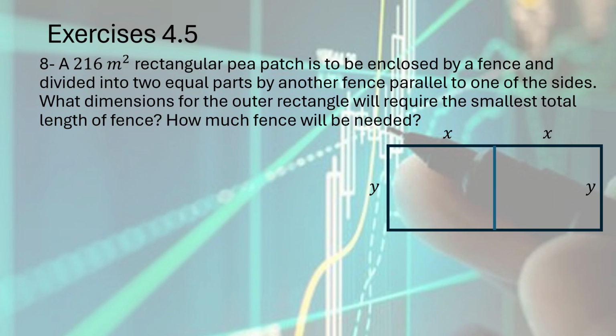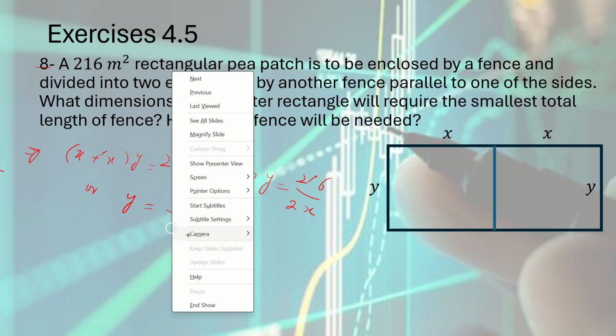Now you see, we are given that the area is 216. So in this case, the area of this rectangle will be x plus x, that's the length, multiplied by y, equals 216 meters squared. And then we can simplify and find the value of y from here. So y is equal to 216 divided by 2x, or we may have y is equal to 108 divided by x. That's the value of y.